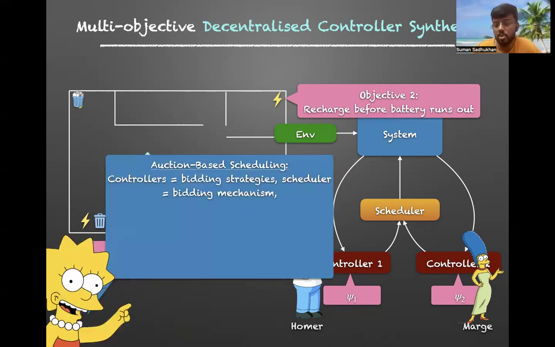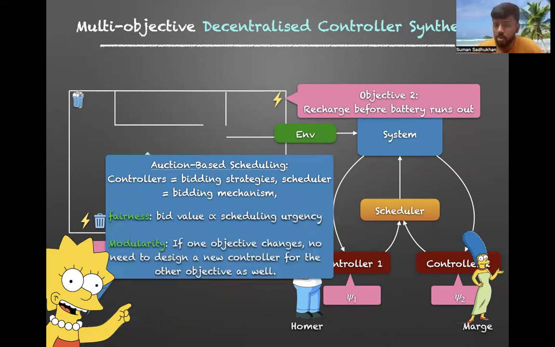And here we are saying that the two controllers are actually two bidding strategies, and the scheduler is the bidding mechanism. And we are saying that this gives somewhat of fairness, because bid values represent the scheduling agency. And more importantly, we believe that this gives you modularity in synthesizing the controller, in the sense that if one objective changes, suppose you place the trash can in other places, not the one that is there, then we don't want to synthesize a new controller for the other objective, which is for recharging the battery.